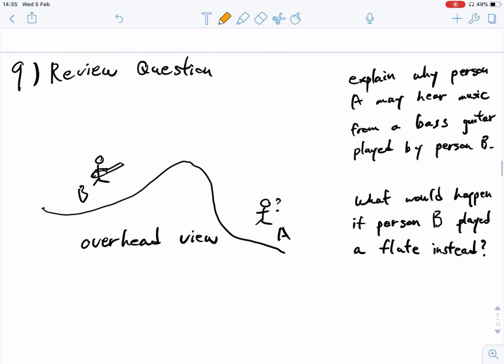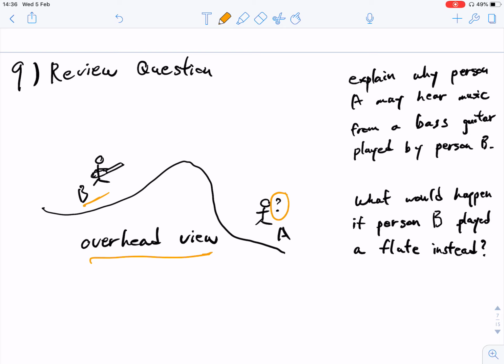Quick little revision question here. So it says there's two people here. There's a guy, person B here, rocking out with his bass guitar, and person A is just somebody standing around a corner. Keep in mind that this is an overhead view, so they can't physically see each other. But person A actually hears music played by person B. So why is that?